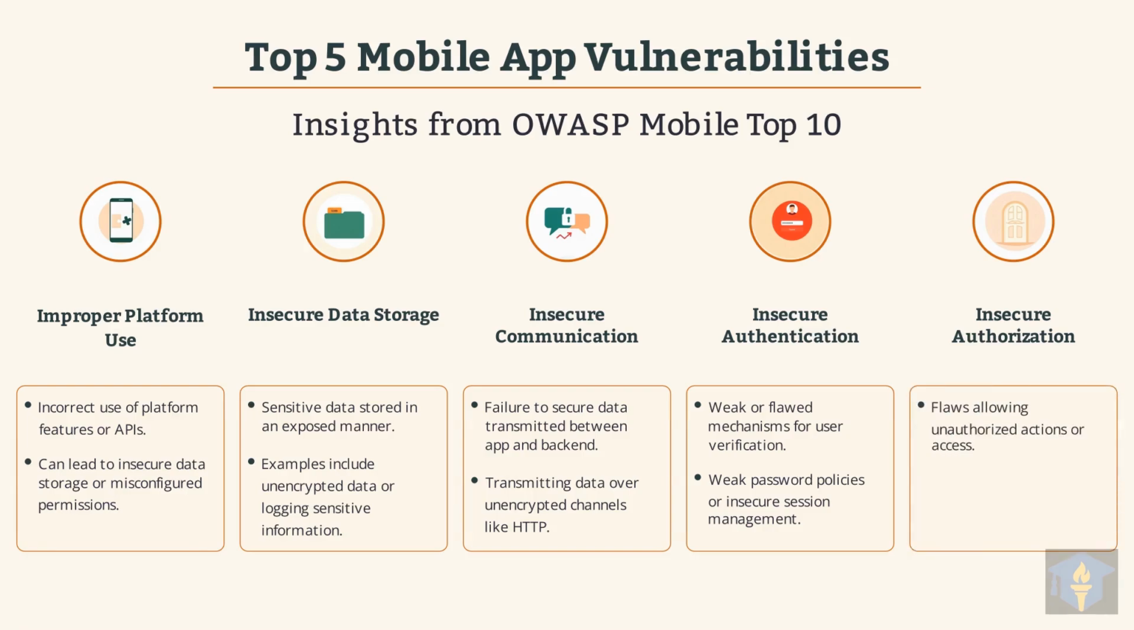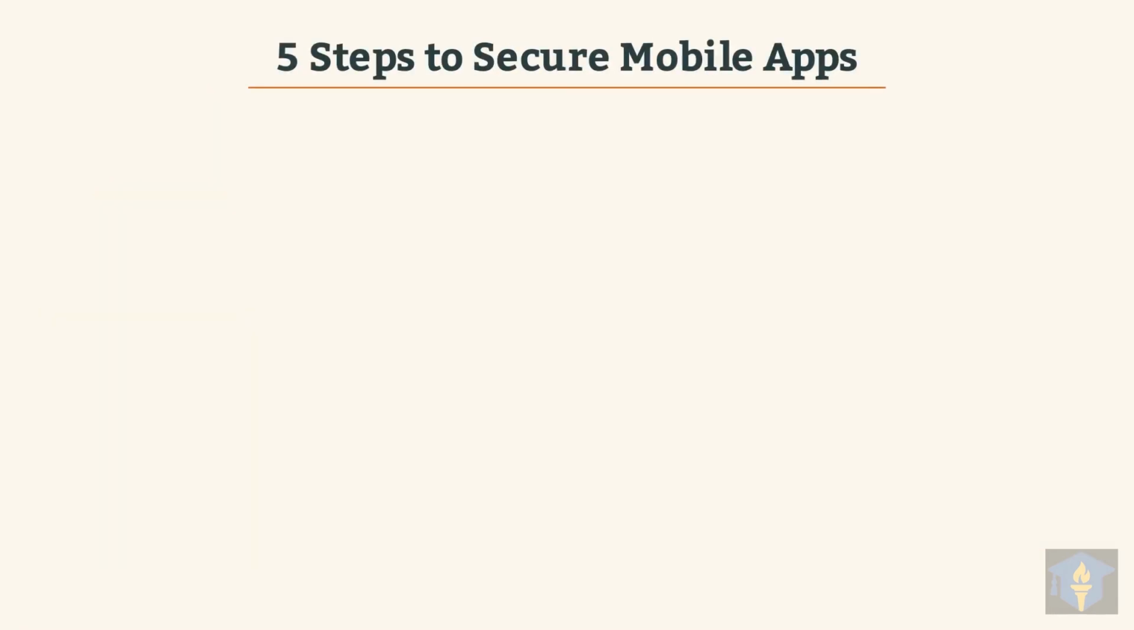These are flaws that incorrectly grant users unauthorized actions or access to features they shouldn't have. Think of broken access control, where users can access functions or data beyond their defined permissions. Now, let's explore 5 essential steps you can take to build truly secure mobile applications.